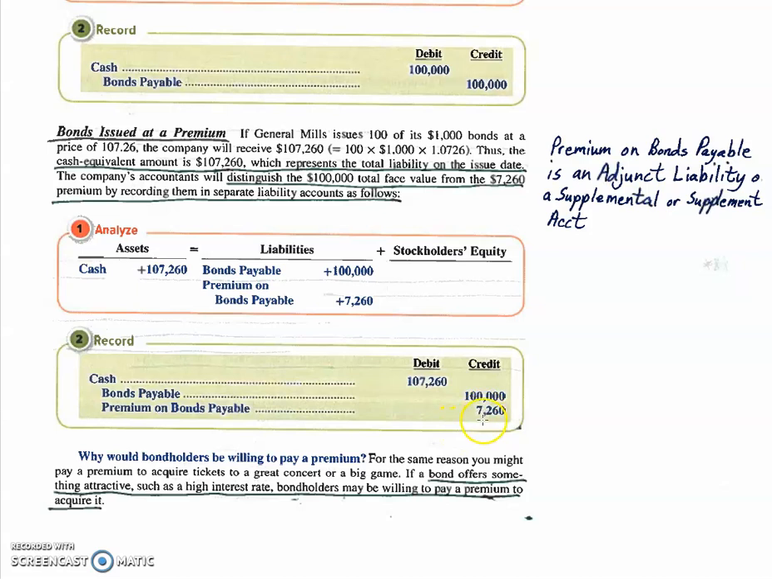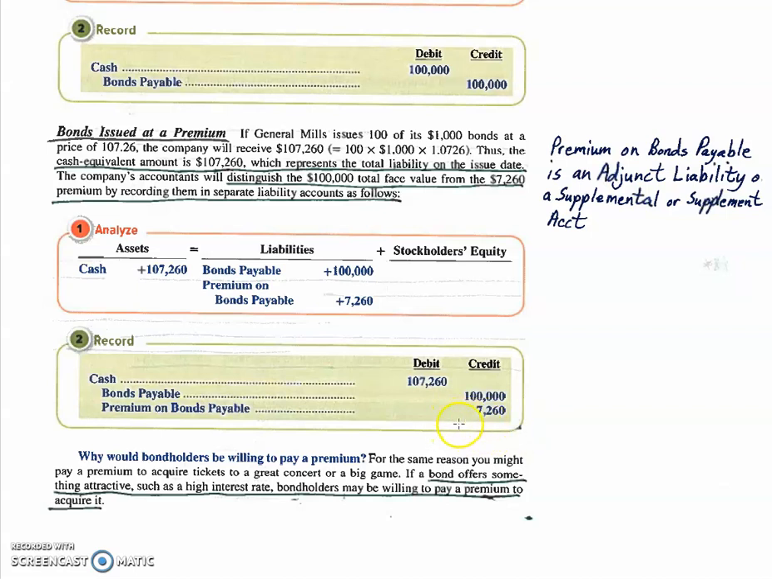So we divide the premium amount by 20 years. That would give us $363 per year of amortization of the premium. So we're going to credit cash for the $3,000 paid. We're going to debit premium on bonds payable for 1/20th of this, $363, and then debit interest expense for the difference.